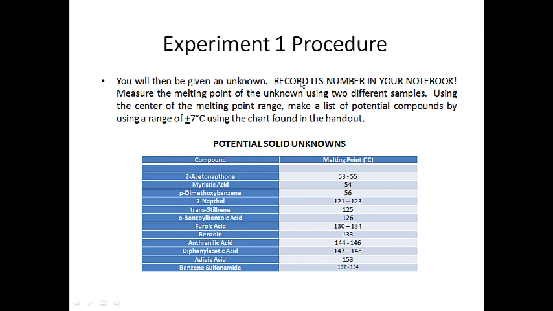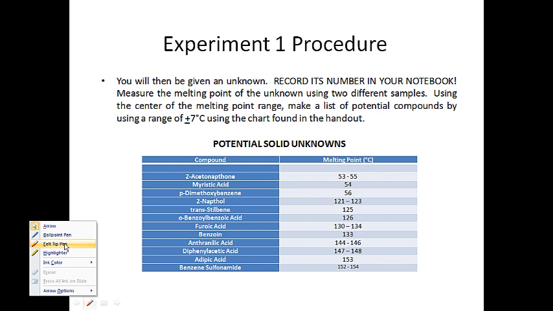So you record the number of the unknown, then you measure the melting point of the unknown, again using two different samples. If they're close, that's okay. If they're not, do a third. And then, using the center of the melting point range, you're going to make a list of potential compounds by using a range that's plus or minus 7, and you're going to use the chart, and this is the chart from the handout.